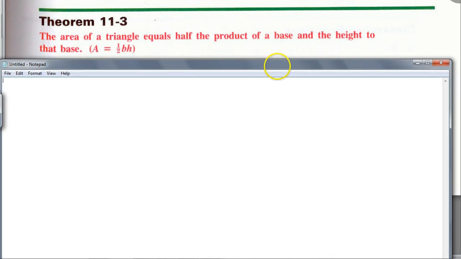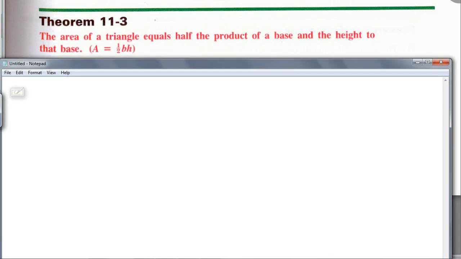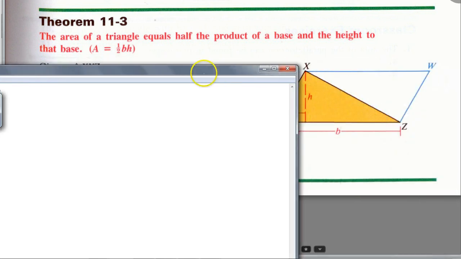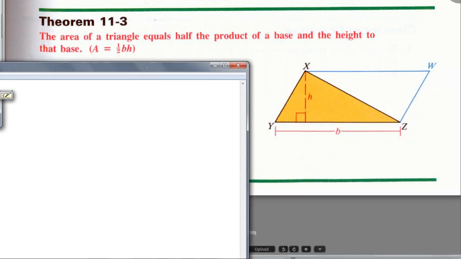As you said before, the area of a triangle is base times height divided by 2, or half times base times height. And here's the theorem. The area of a triangle equals half of the product of the base and the height to that base. Again, they're being careful that it's the height to that base that we're talking about. And here's a picture. As you see, this picture shows us why this theorem works.